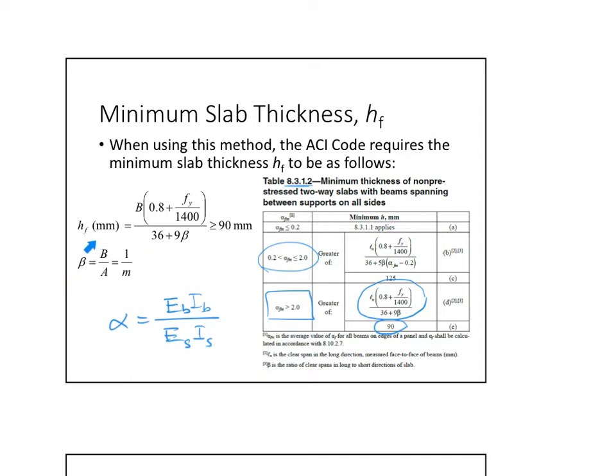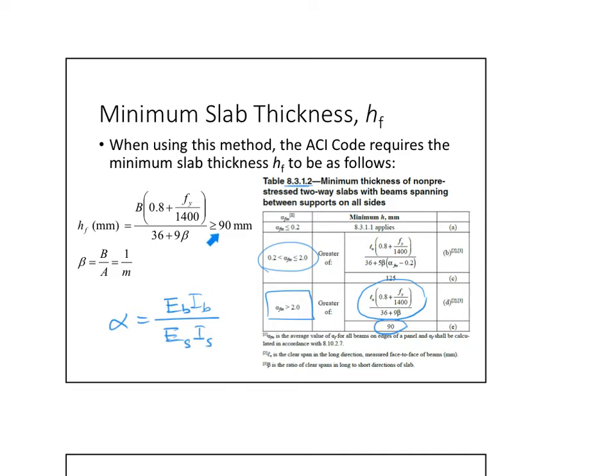Make sure that you don't make a mistake here when you're calculating beta, because beta is just 1 over M, and this is B, which is referred to in ACI as Ln, the clear span in the long direction measured face to face of the beam. So we just compare this to 9 centimeters, and that means that the minimum thickness of a two-way slab in any case is 90 millimeters or 9 centimeters.